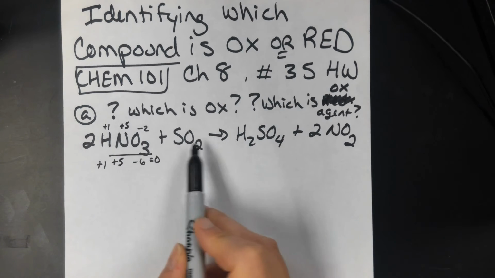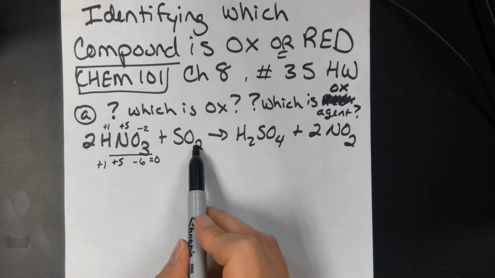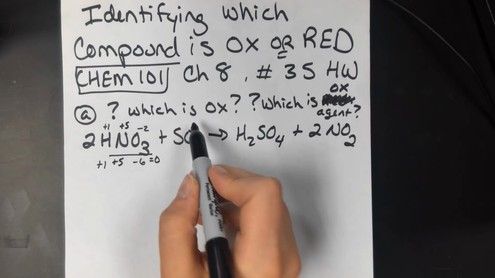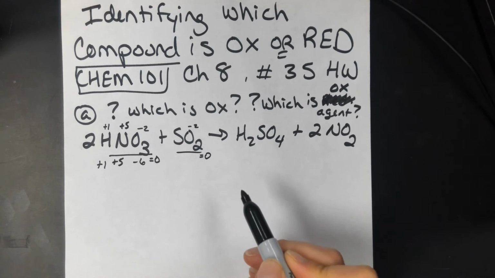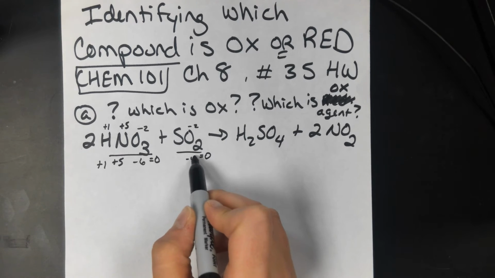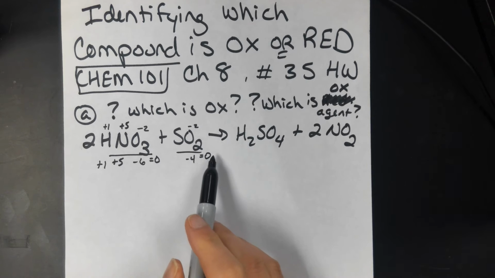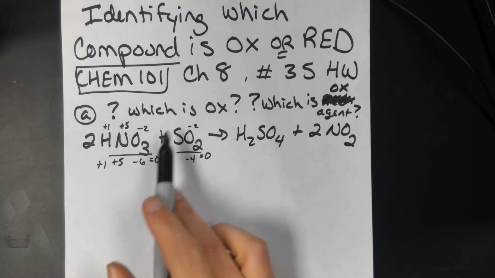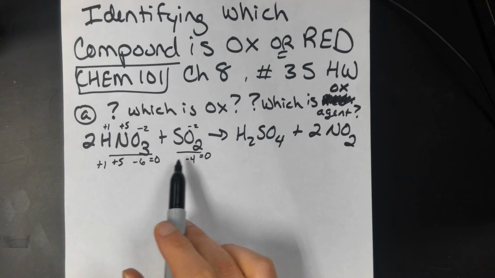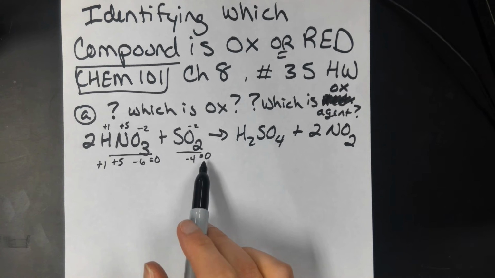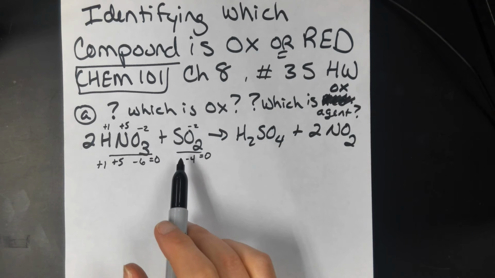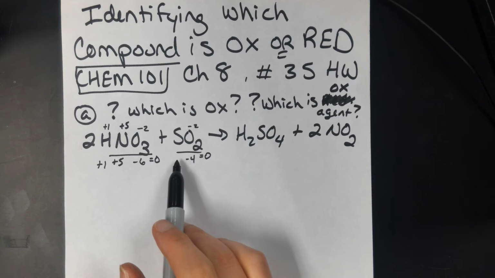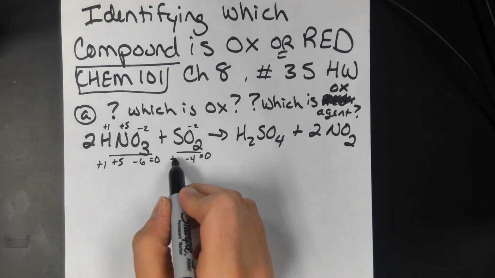All right. So in compound SO2, we have a rule for O. It's going to be -2. This has to total out to 0, because there's no charge on SO2. There are 2 oxygens, both of which carry a -2, so it's a total of -4. So sulfur must be +4.